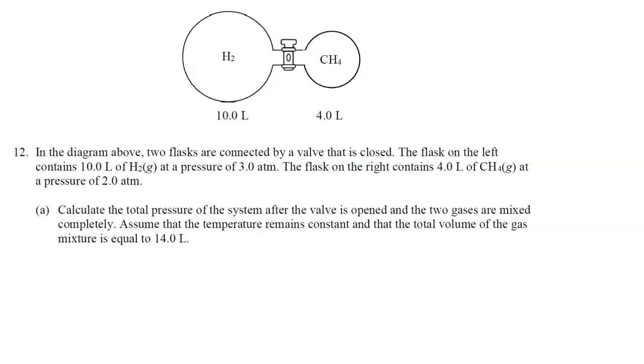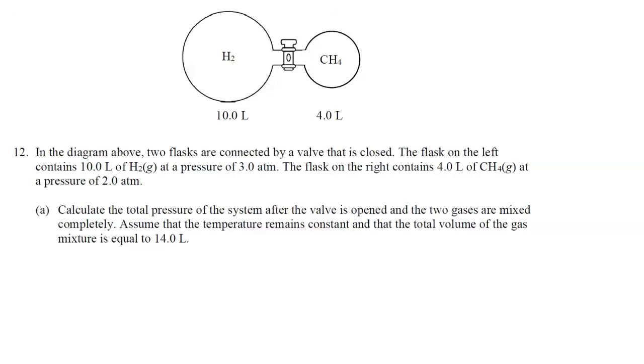Part A. Calculate the total pressure of the system after the valve is opened and the two gases are mixed completely. Assume that the temperature remains constant and that the total volume of the gas mixture is equal to 14 liters. In other words, 10 plus 4 would be 14 liters. Now, in this problem, we are given two different pressures. We're given a pressure of 3 atmospheres for the hydrogen and a pressure of 2 atmospheres for the methane.